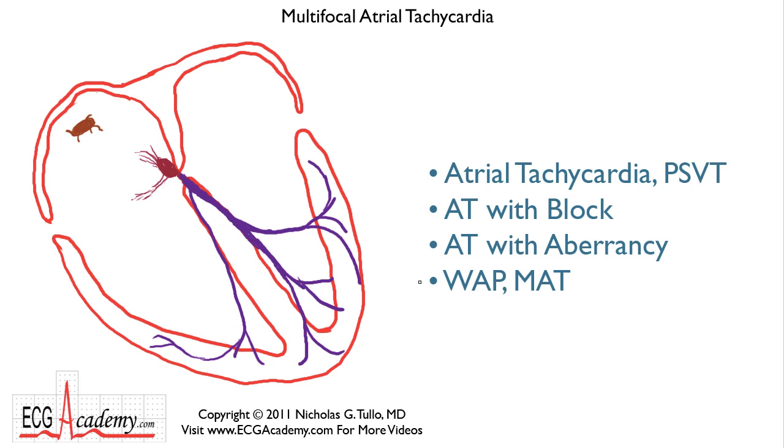with a discussion here on wandering atrial pacemakers and multifocal atrial tachycardia. In fact, these are like two of the same problem, except one's faster than the other. By definition, a wandering atrial pacemaker would be less than 100 beats per minute, while multifocal atrial tachycardia would be greater than 100 beats per minute. Well, what are these arrhythmias anyway?